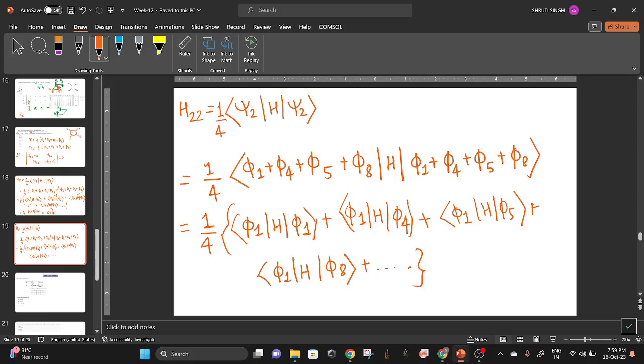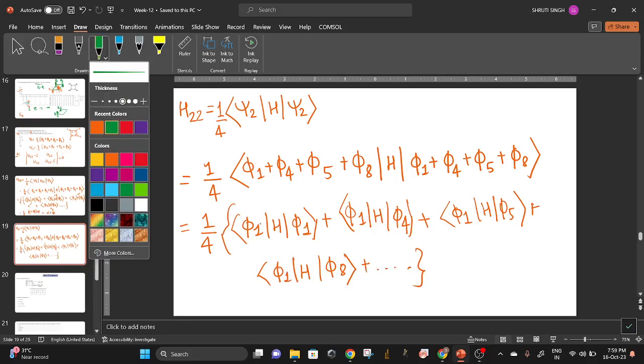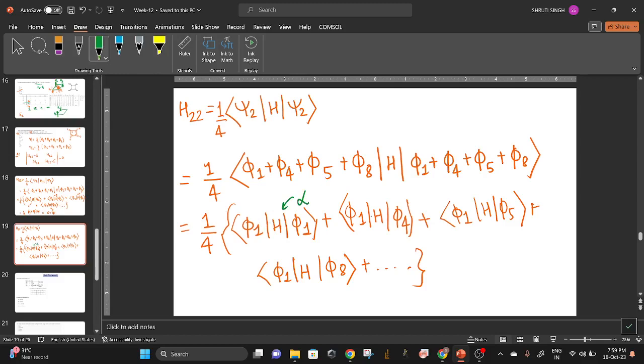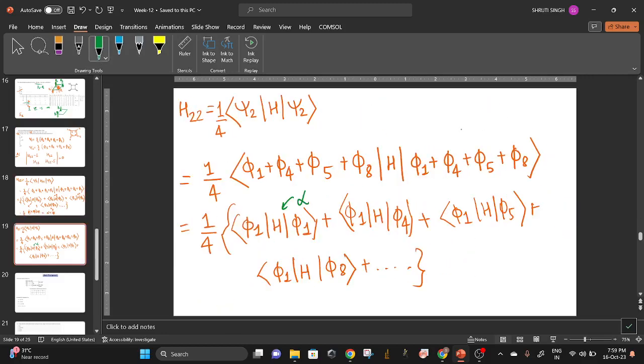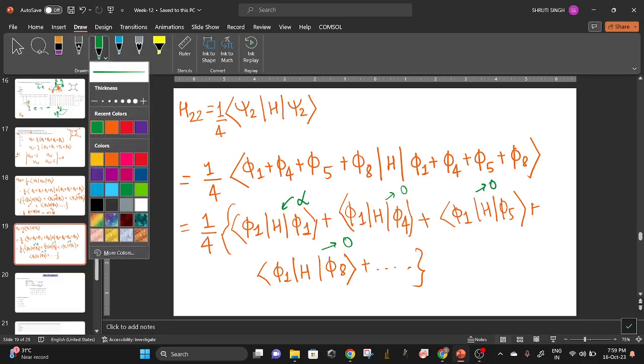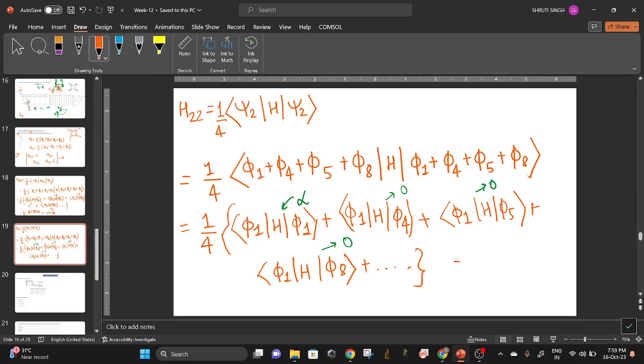So again it will give 16 terms, but this time, since this is the same atomic orbital, this equals alpha. But 1 and 4 are far apart, so 1 and 4 are not adjacent. 1 and 5, 1 and 8 are also not adjacent, so these terms will be 0, 0, 0. So we will get 4 times alpha from each of the 4 sets. So here it will be 1 over 4 alpha into 4 from all the 16 terms. So this will be alpha. So H22 is equal to alpha.